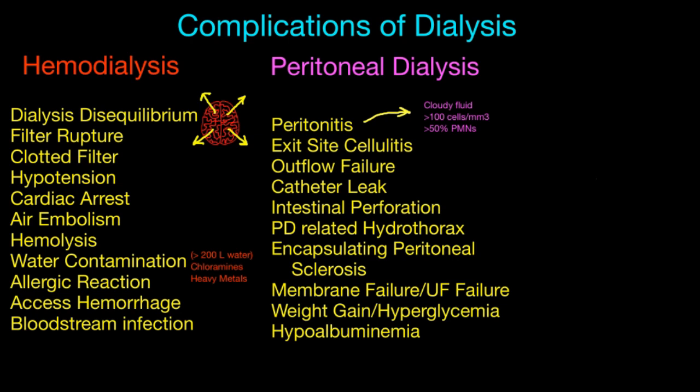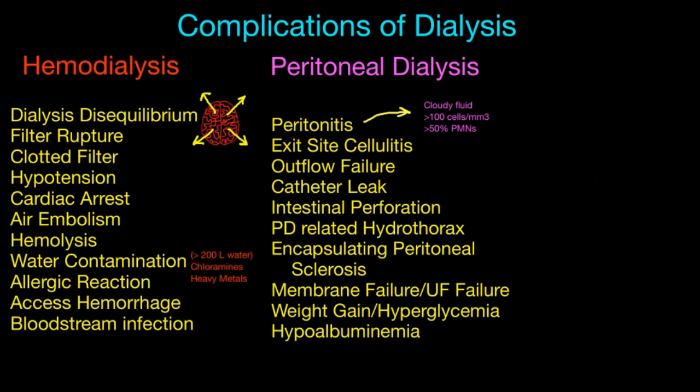Next, that catheter, as it exits the skin, can develop an exit site cellulitis. As you can imagine, also outflow failure. What if you're able to instill fluid into the abdomen, that dialysate, but the fluid doesn't drain out? Sometimes just due to nearby omentum or bowel, it can form sort of like a one-way valve. And as you can imagine, if fluid goes in but nothing comes out, that's a problem. You won't be able to do your PD anymore, and it would have to be fixed mechanically.